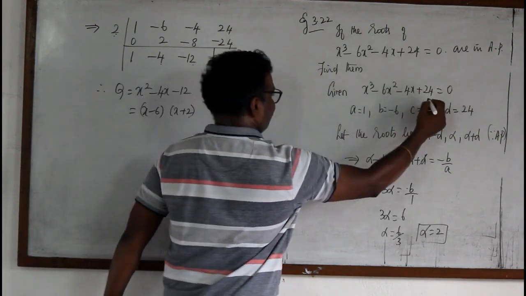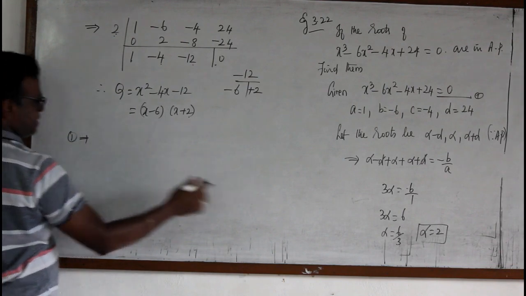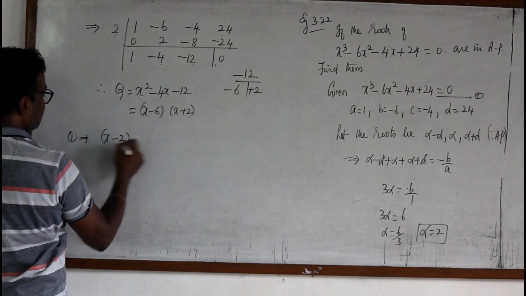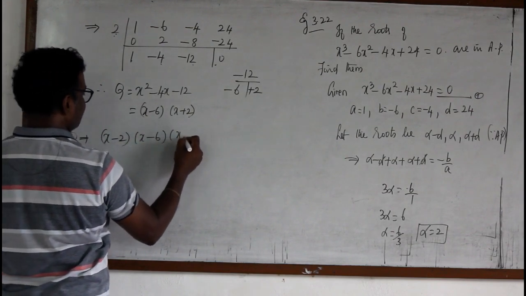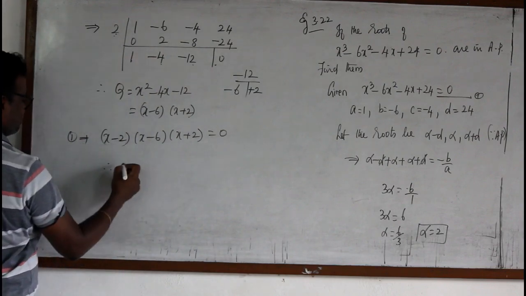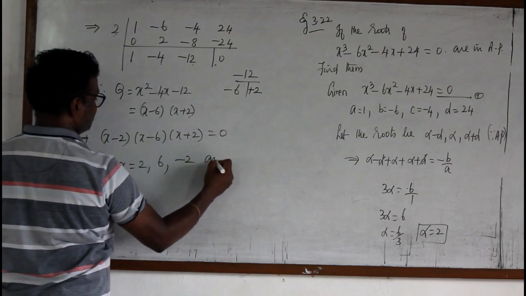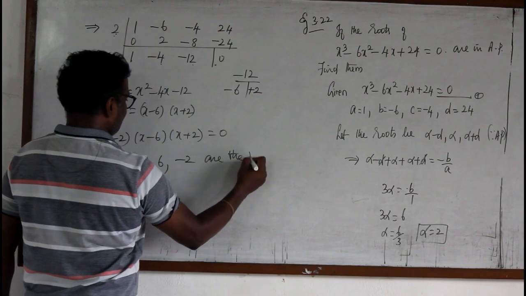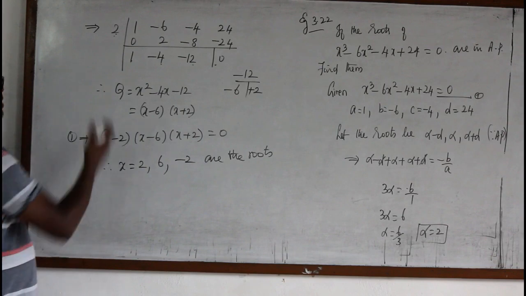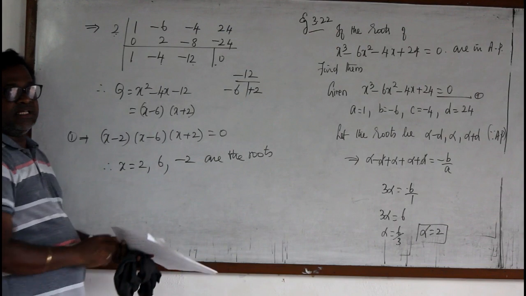Therefore, since 2 is already a root, x minus 2, x minus 6, x plus 2 is equal to 0. If it is plus 2, you must write it as minus 2. Therefore x equal to 2, x equal to 6, x equal to minus 2 are the roots. So if you know one root, we can find the remaining roots by simple division itself. So we got all 3 roots. With that, the examples are over.